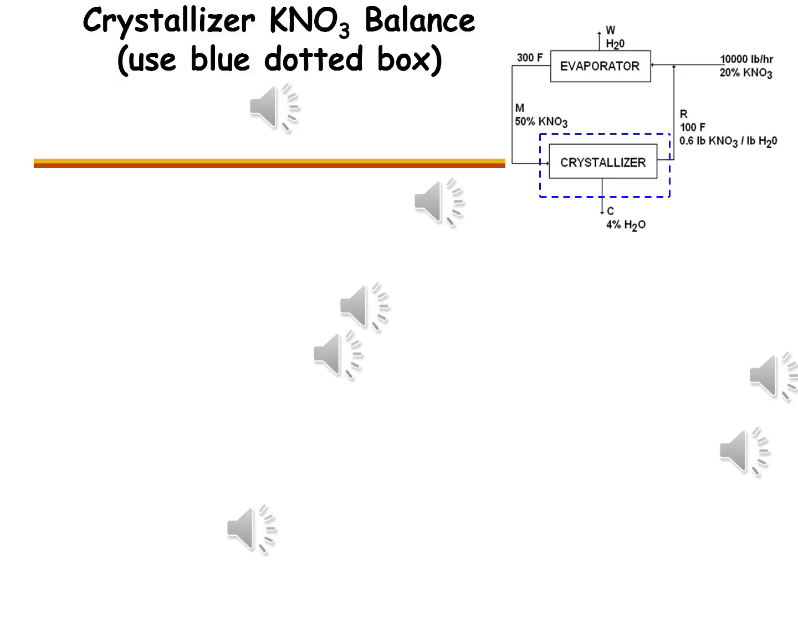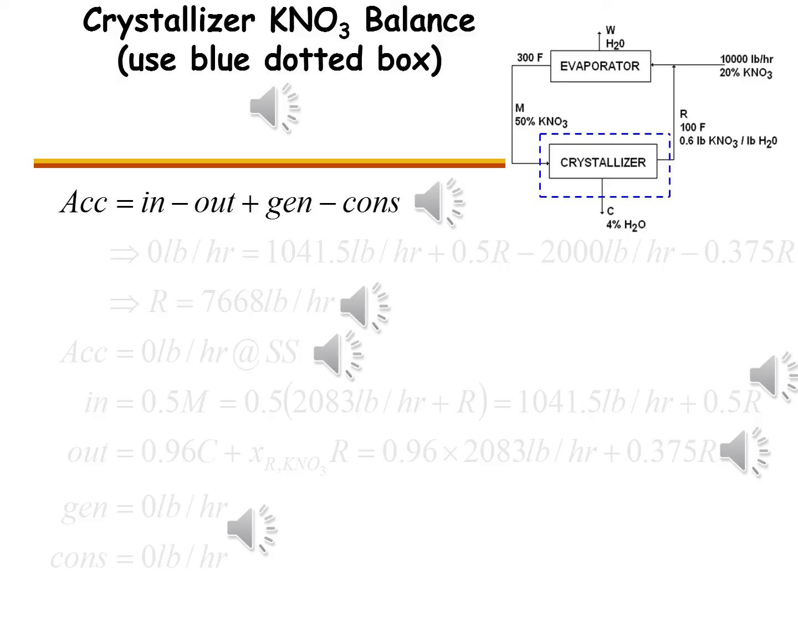Your third task is to do a salt balance for the crystallizer, using the general balance equation. Again, see the question to confirm this. Again, you need to consider each of the terms in this general balance equation. Assuming you have steady state, there is no accumulation of salt in the system.